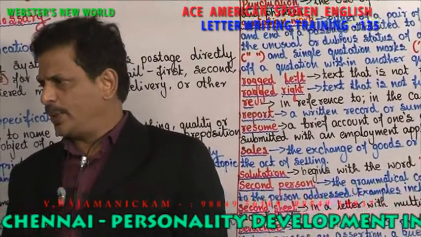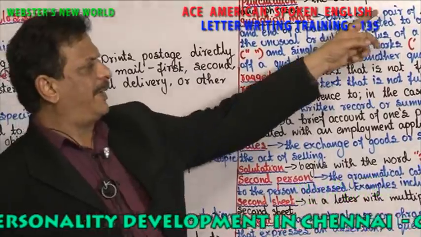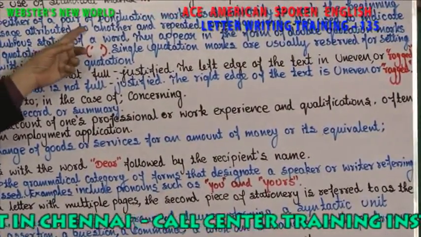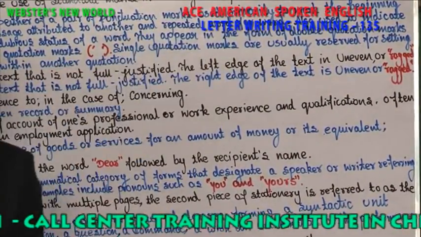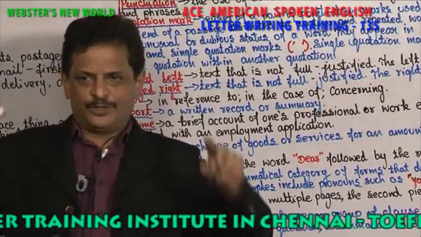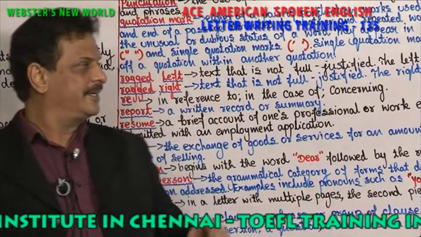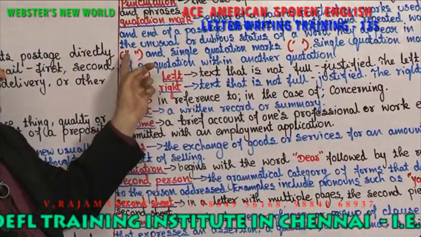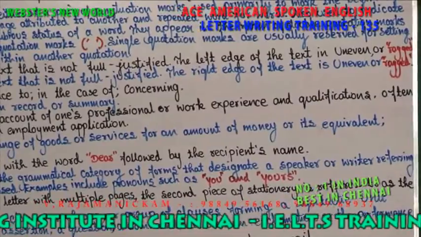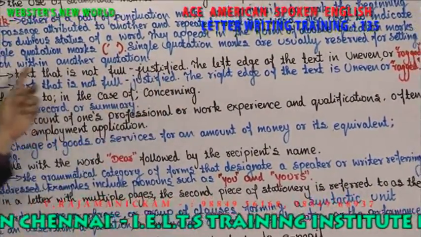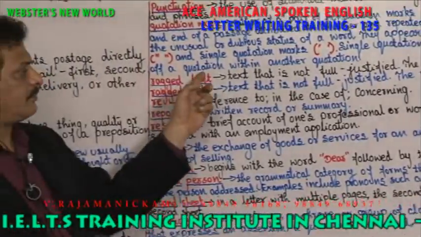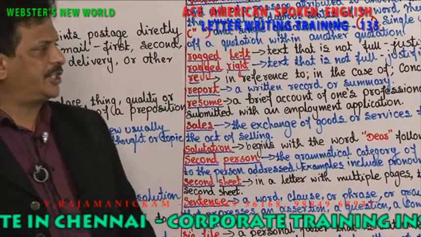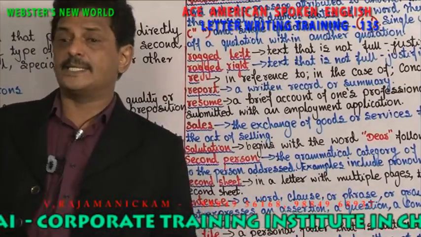It's all called punctuation. What do you mean by quotation? Either of a pair of punctuation marks used primarily to mark the beginning and the end of a passage attributed to another and repeated word for word. Suppose Modi says something, and you are saying what Modi has said, in this type of dots. They appear in the form of double quotation and single quotation. Single quotation marks are usually reserved for setting off a quotation within another quotation. So, single mark, double mark, what exactly that person has told is given in quotation.